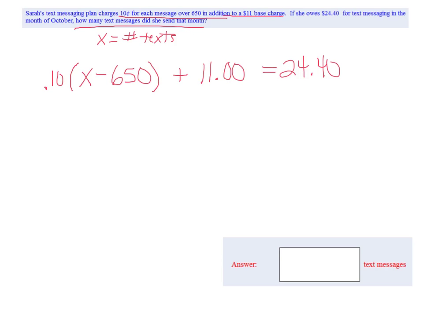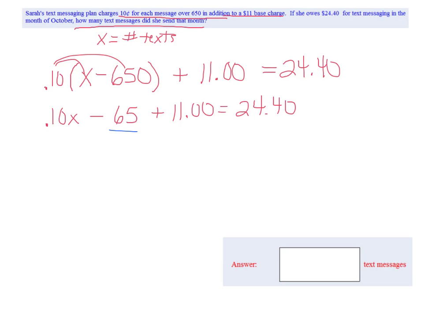So what I would probably do first, I would go ahead and distribute the 10 cents. So when you distribute, you're going to have 10 cents times X, and then 10 cents times 650 is going to end up being minus 65. All right. Now, when I look at the left side of this equation, I have a couple like terms. The first term has an X, but this one and this one are like terms. So let's go ahead and combine those.